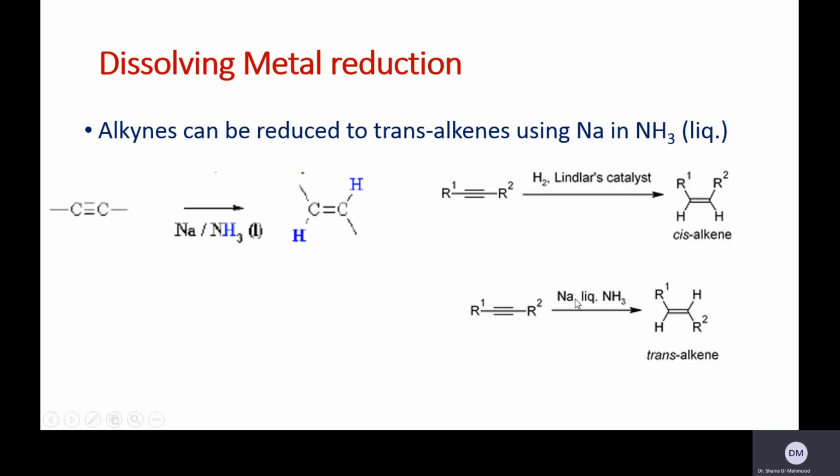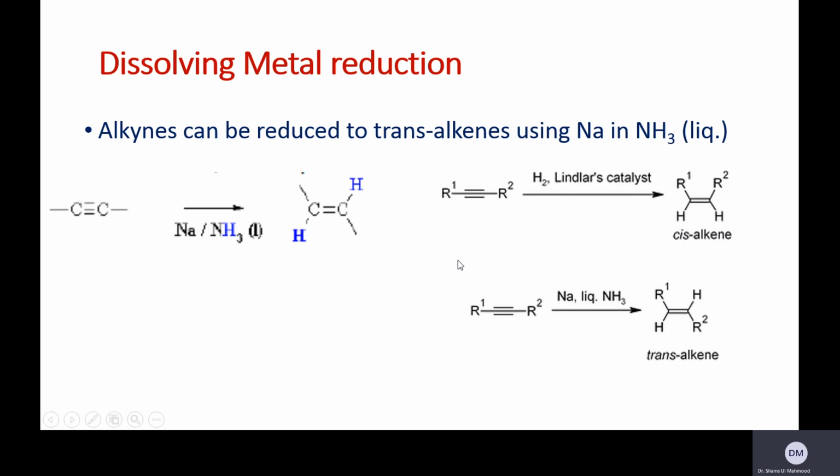But if we add sodium in liquid ammonia, we get the trans alkene, 100% trans alkene. So alkyne can be converted to cis alkene or trans alkene depending on the reagent which we use for this partial hydrogenation.